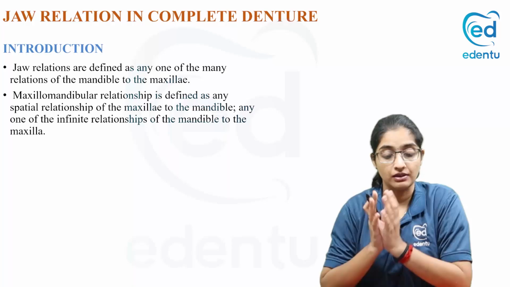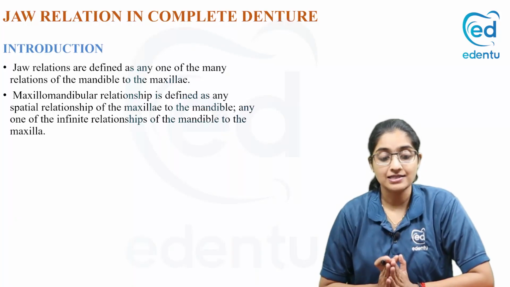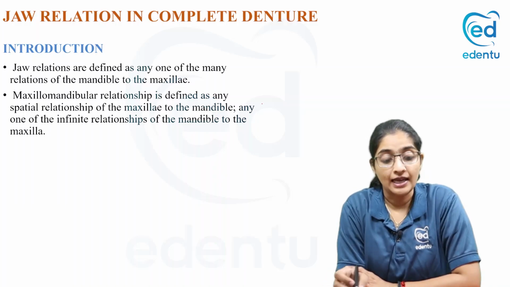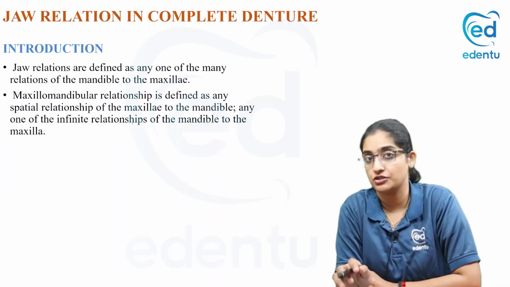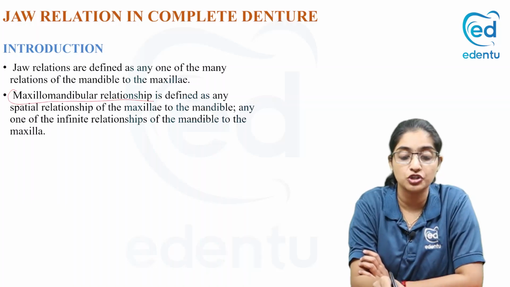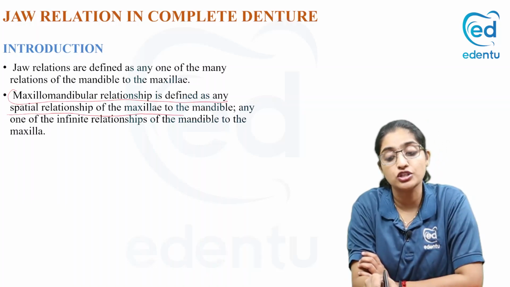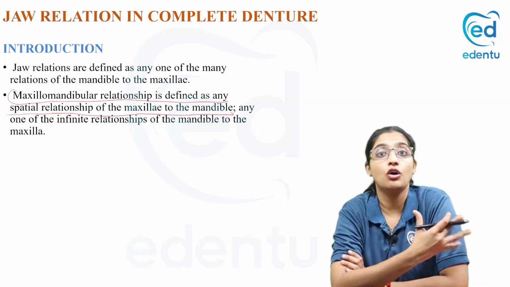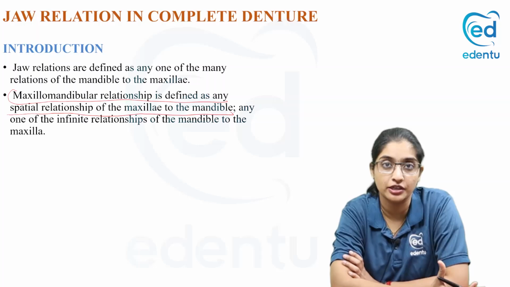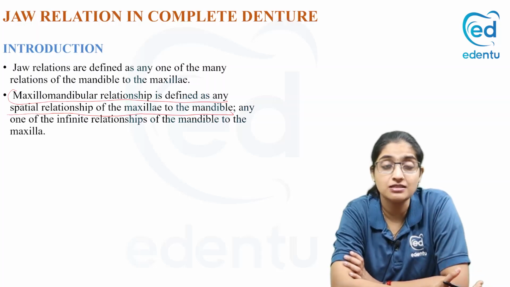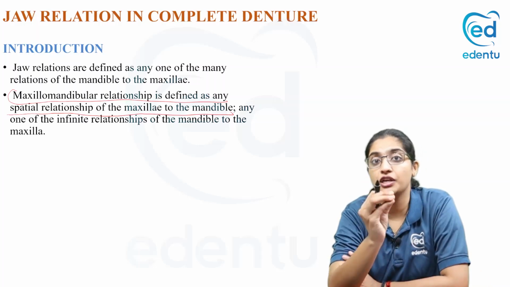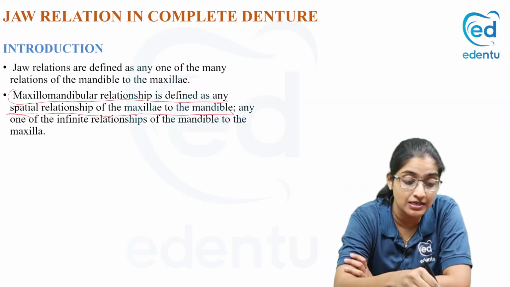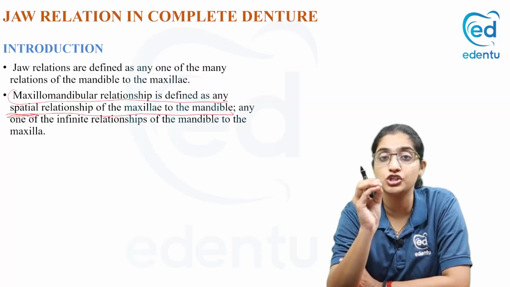The maxillomandibular relationship is defined as any spatial relationship of the maxilla to the mandible, any one of the infinite relationships of the maxilla to the mandible. That's the definition of jaw relation, or as it is called, your maxillomandibular relationship. Jaw relation is kind of a colloquial term. As the term itself suggests, it is the spatial relationship of the maxilla to the mandible. Kindly note this word as very, very important. It is a spatial relationship.